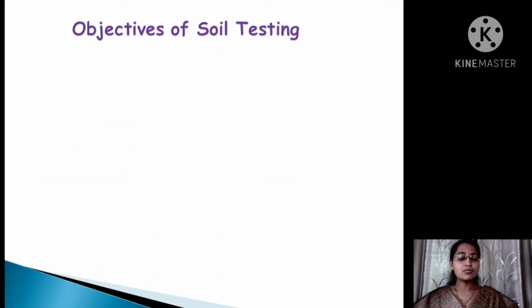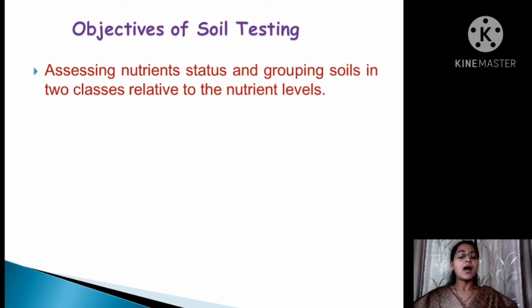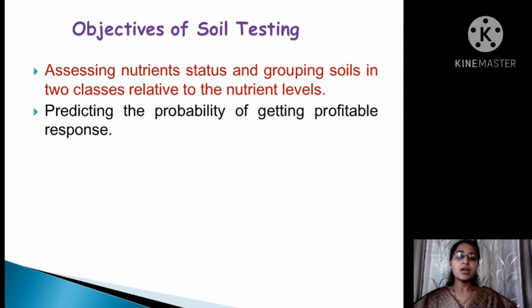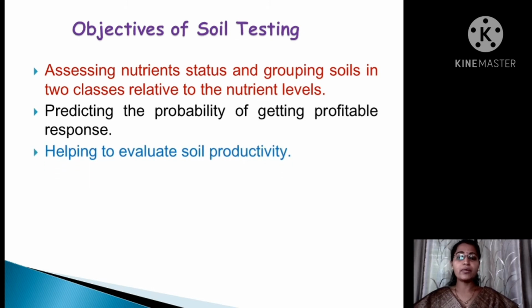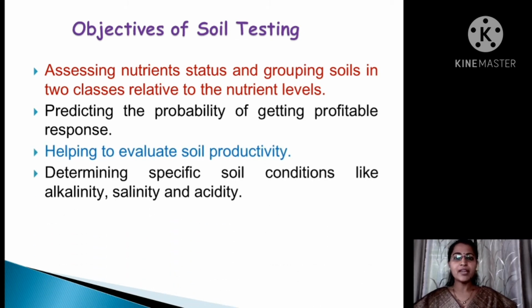Now we see the objectives of soil testing. Assessing nutrient status and grouping soils into classes relative to the nutrient levels is the main objective of soil testing. Predicting the probability of getting a profitable response. Helping to evaluate soil productivity. The next objective is determining specific soil conditions like alkalinity, salinity, and acidity.